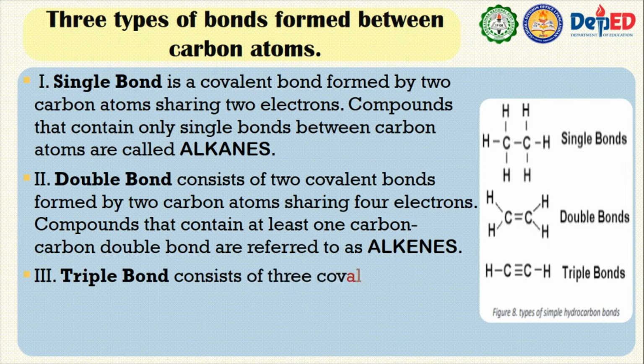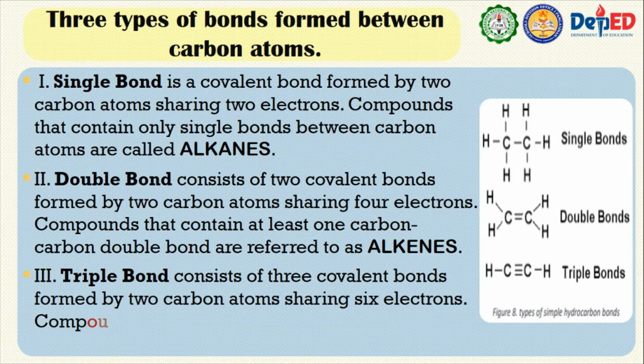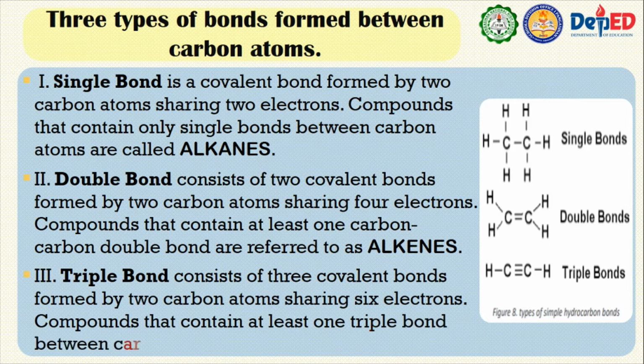3. Triple bond consists of 3 covalent bonds formed by 2 carbon atoms sharing 6 electrons. Compounds that contain at least 1 triple bond between carbon atoms are called alkynes.